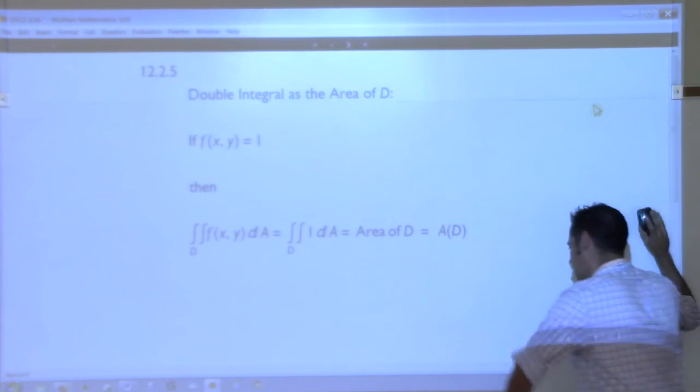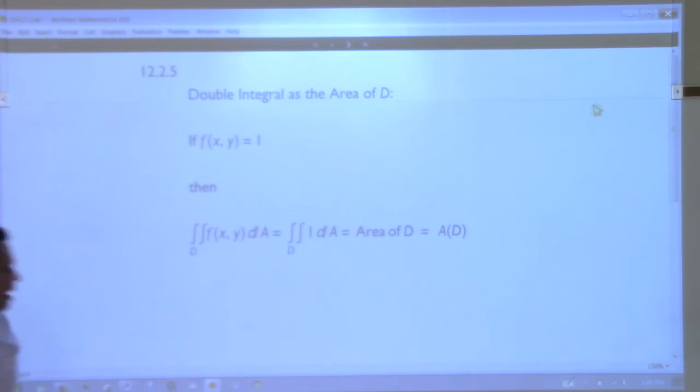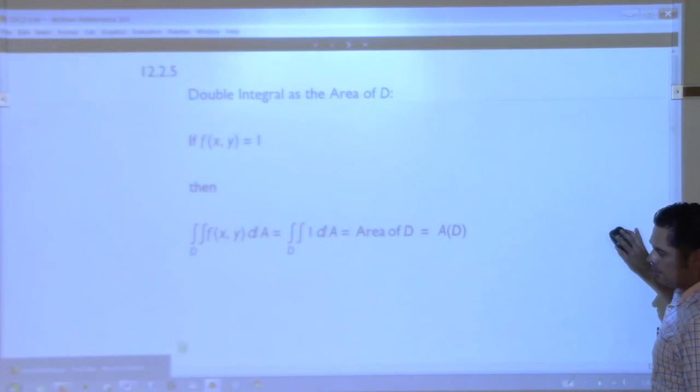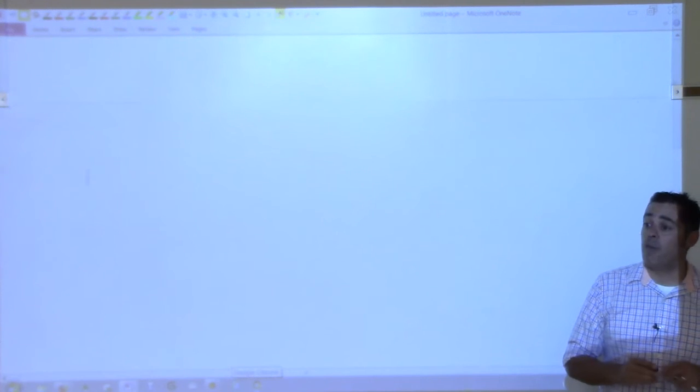Okay, this one is a big one. This one is a huge one right here. So here's what I want to do before we do this. Okay, I'm going to draw you something, and I want you to tell me what the volume of it is.